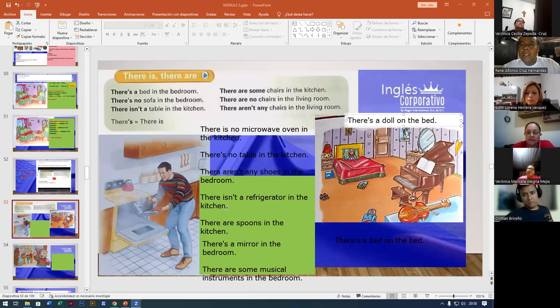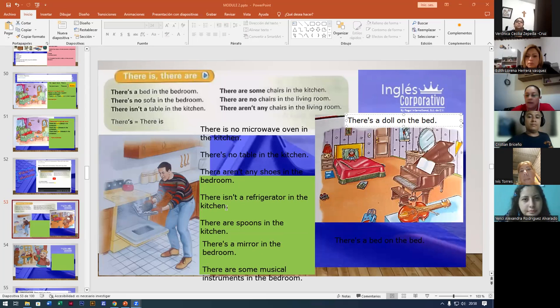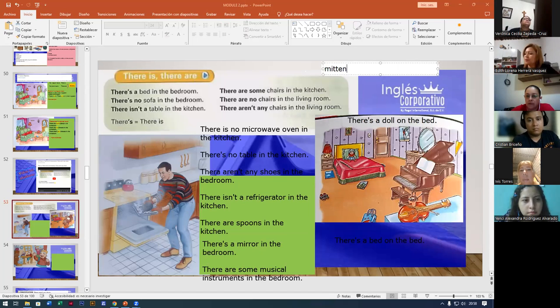Okay. Questions. Do you have questions with there is and there are? Teacher, yes, ¿cómo se dice guantes de cocina? Those are mittens. Mittens. Let me show you here. Mittens. Different than gloves, right? Gloves es en general. Pero de cocina, they are mittens. Mittens. Gracias. You're welcome.